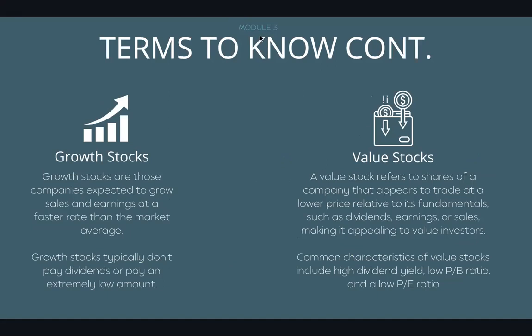Cool. So growth stocks, it's pretty straightforward. Growth stocks are companies that are expected to grow sales and earnings at a faster rate than the market average, and they typically don't pay dividends or pay an extremely low amount. For example, Apple, I would consider more of a growth stock because, as you can see, we'll have 5-10% fluctuations during the year, but they only pay 0.65%. So Apple is kind of like a best of both worlds. However, it's more of a growth stock.